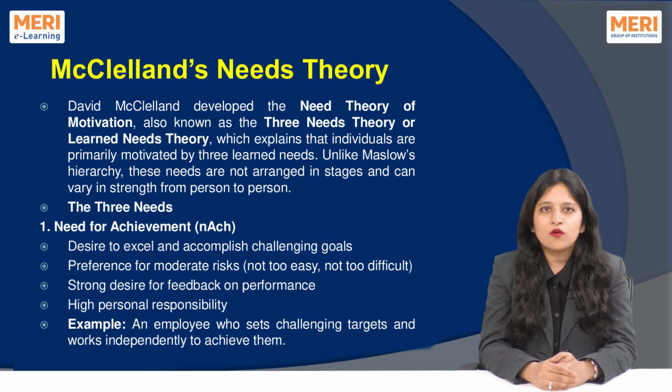People with a high need for achievement have a strong desire to excel and accomplish challenging goals. They like tasks that are moderately difficult, not too easy because that feels boring, and not too difficult because that feels impossible. They also prefer to take personal responsibility for their work and want regular feedback to know how well they are performing. For example, an employee who sets challenging targets, works independently, and continuously tries to improve performance clearly shows a strong need for achievement.